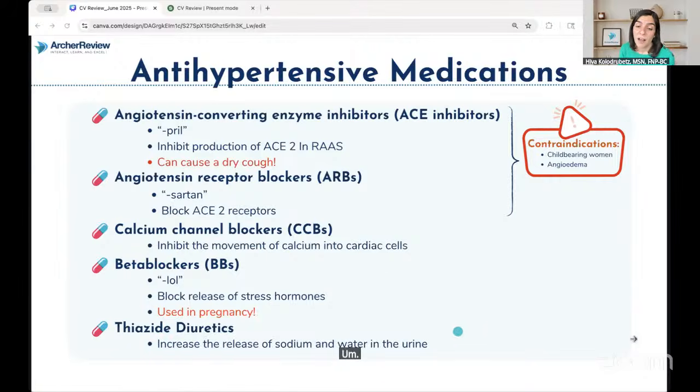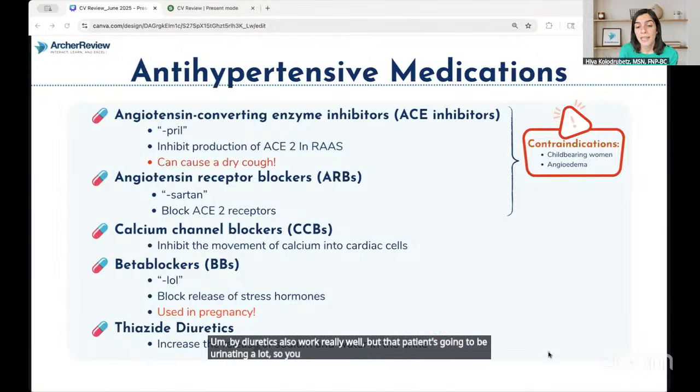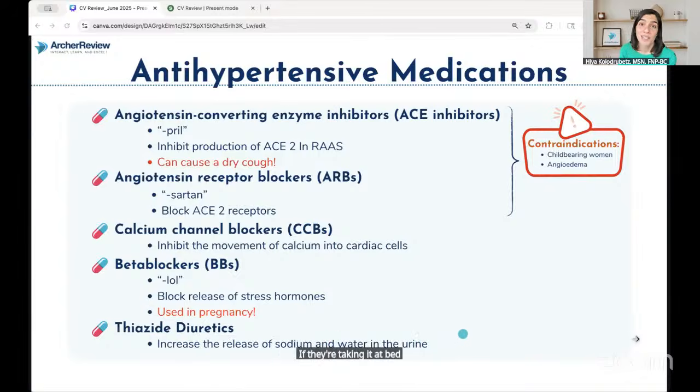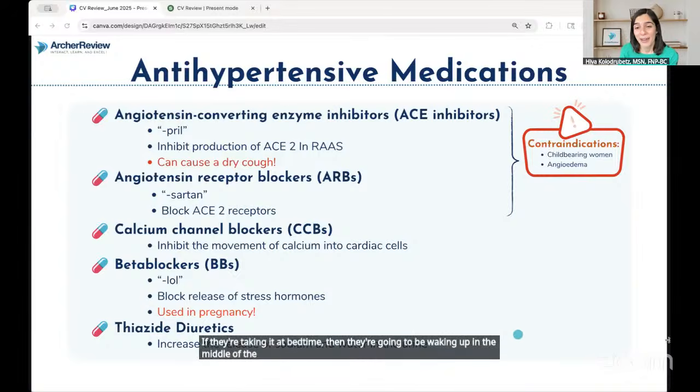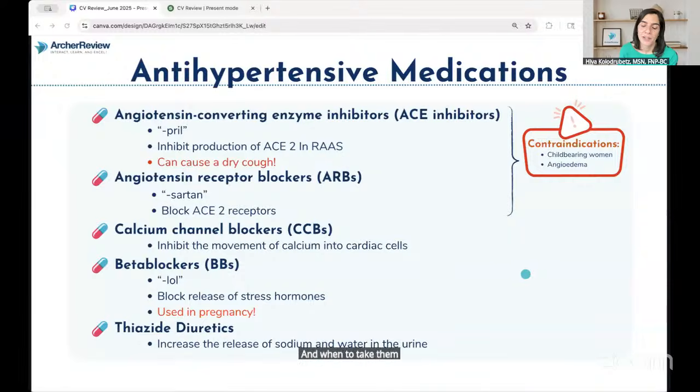Thiazide diuretics also work really well, but that patient's going to be urinating a lot. So you do need to educate them on making sure they're taking it in the morning. So as they're going about their day, they're peeing and not really noticing it. If they're taking it at bedtime, then they're going to be waking up in the middle of the night and they're going to hate you. So you want to make sure you talk to your patients about potential side effects and when to take them and how to take their medication. That's definitely in our scope of practice.